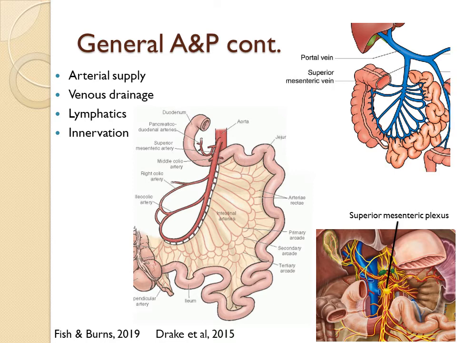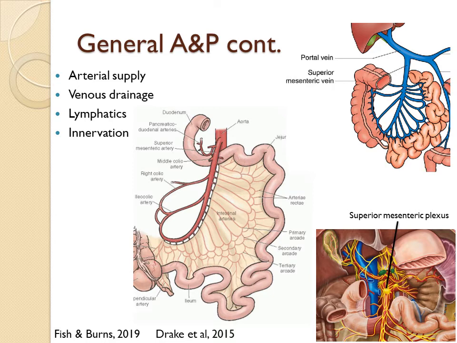The small intestine is innervated by the autonomic nervous system. The ANS is part of the peripheral nervous system and is responsible for controlling bodily functions which are not consciously directed. The ANS can be divided into two parts, as we know, the sympathetic and parasympathetic nervous systems.